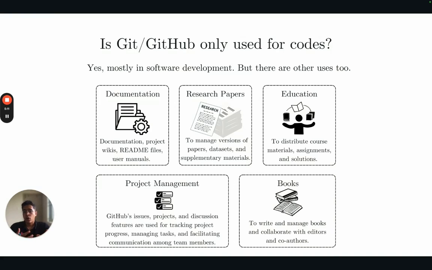And some people also, I have seen, write books, using GitHub to collaborate with their editors or co-authors. For book writing, I have personally seen even better tools like Overleaf, or even Google Docs, which I find very convenient, but I have seen people work on books even using GitHub. So these are all use cases of GitHub where coding is not necessarily a part of it. These are all non-coding related use cases of GitHub.